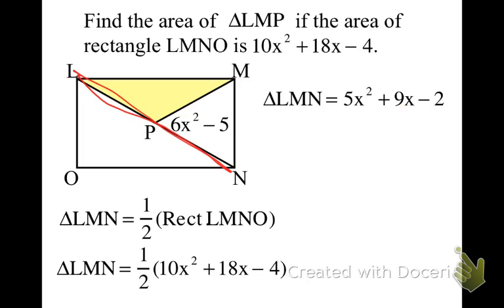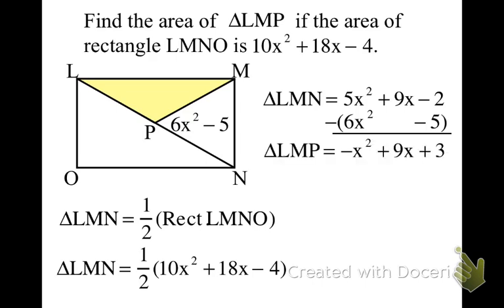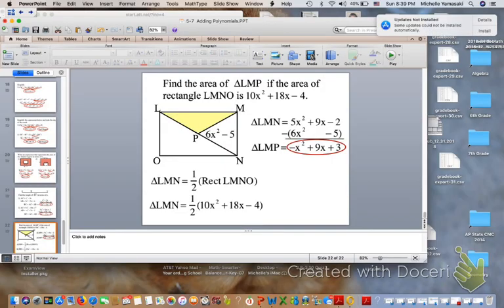And now we can subtract the one part, 6x squared, and then we end up with the missing part. 6x squared minus 5, line it up, and don't forget to distribute. You get a negative and a positive, and that's why we end up with negative x squared plus 9x plus 3. And that, my friends, I believe is it. Let's check one more. That's it.